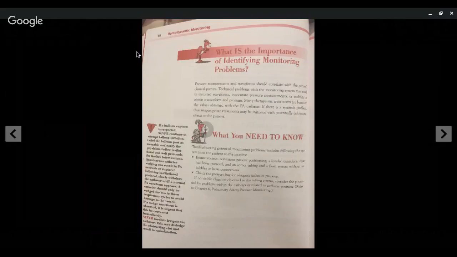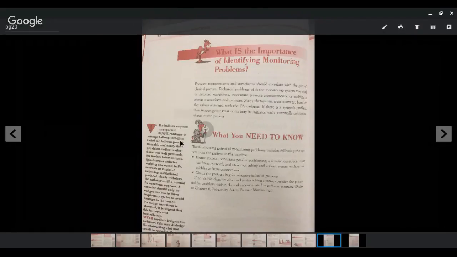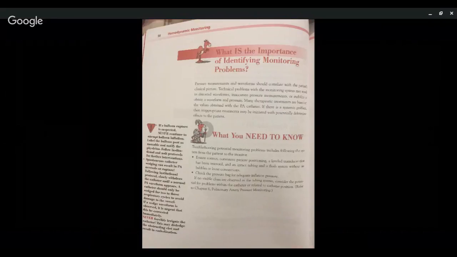So if a balloon rupture is suspected, never continue to attempt balloon inflation. Label the balloon port as unusable and notify the physician. Follow institutional and unit protocols for further interventions.